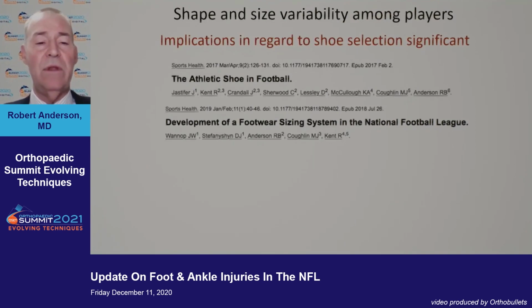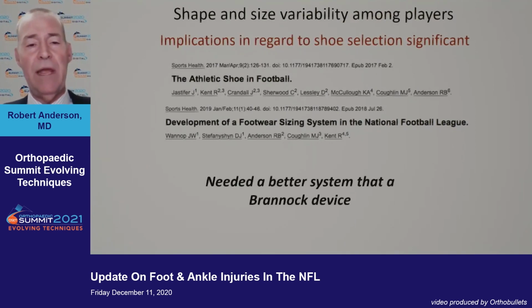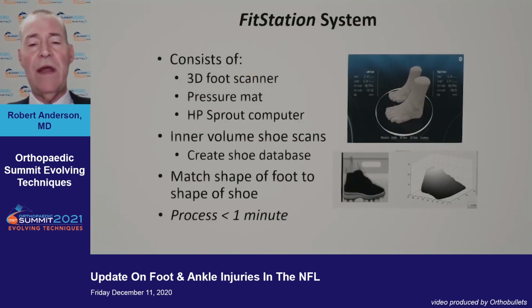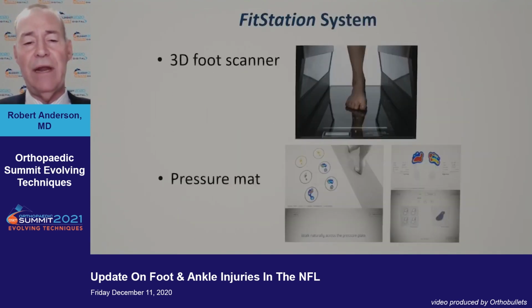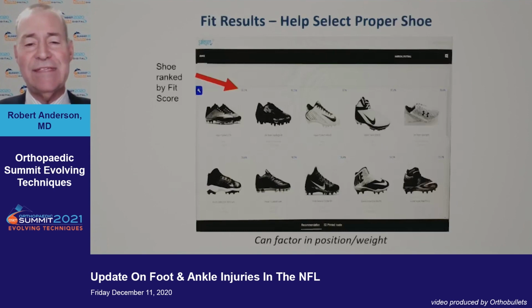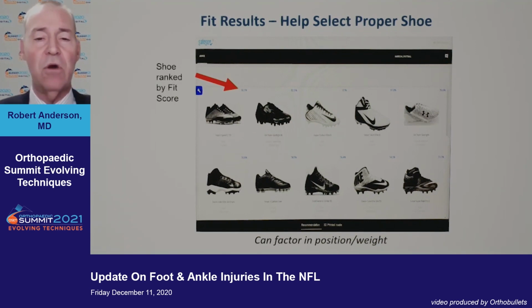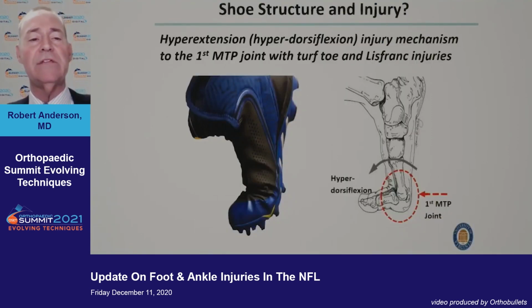So again, we went on and we looked at these, we looked at athletic shoes, we wrote a couple of papers on this, and we knew we needed a better system than Brannock. So we worked with HP and came up with what we call the Fit Station. It's a 3D scanner with a pressure mat, and also a volume analysis of all the shoes available to players in the NFL. The whole process takes about a minute. And what you do is you get basically the exact size, you get the exact girth of that person's foot to put it then into the right shoe, not only based on his foot size and shape, but also what's his weight, what's the position he plays. So that's been a fascinating process, and one we're still going through multiple reiterations of too.